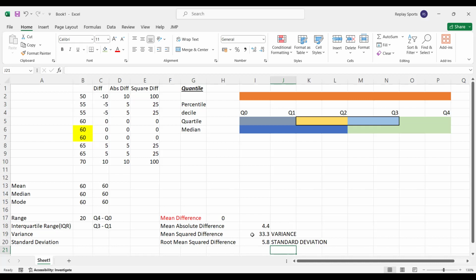So the topic for today was central tendency and variability. In central tendency, you have mean, median, mode, and mean is the most used, median is the least used. In variability, we spoke about variance and standard deviation. Standard deviation is the most used metric.